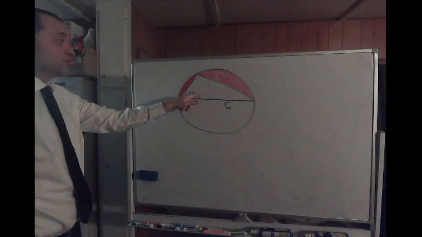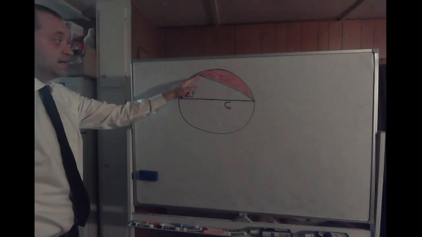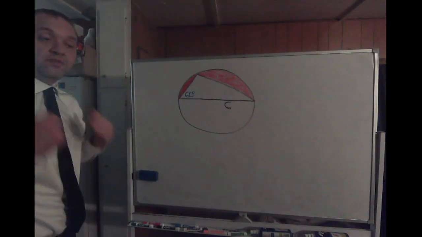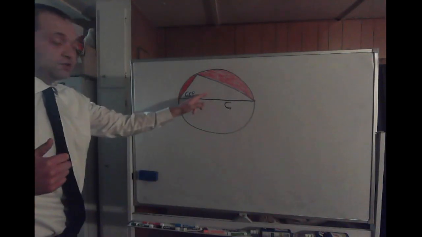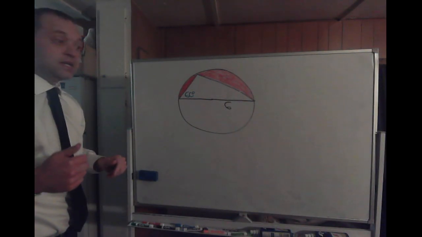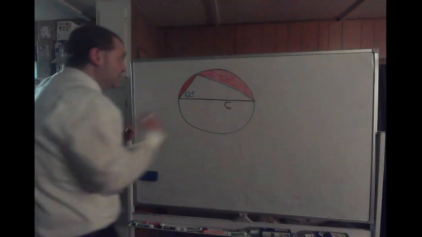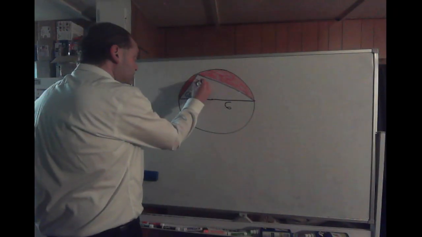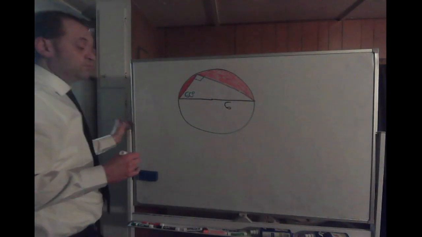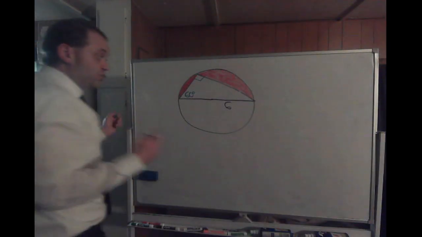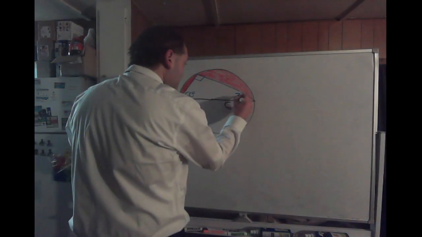What do we remember about an angle inscribed? Because this is an inscribed angle. If you have an inscribed angle in a semicircle, which this is, it's a right angle automatically. An inscribed angle in a semicircle is always a right angle. So now you actually have a 30, 60, 90 right triangle.